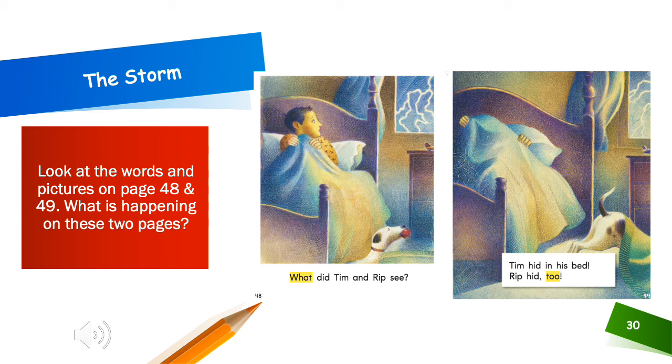Ooh, I have another question for you. Look at the words and pictures on page 48 and 49. What is happening on these two pages? If you look at the picture, you can see that there is lightning outside the window, which means there's probably a storm outside. Tim looks scared, and that's why he is hiding under the covers. Rip is scared too. He is hiding under the covers as well.